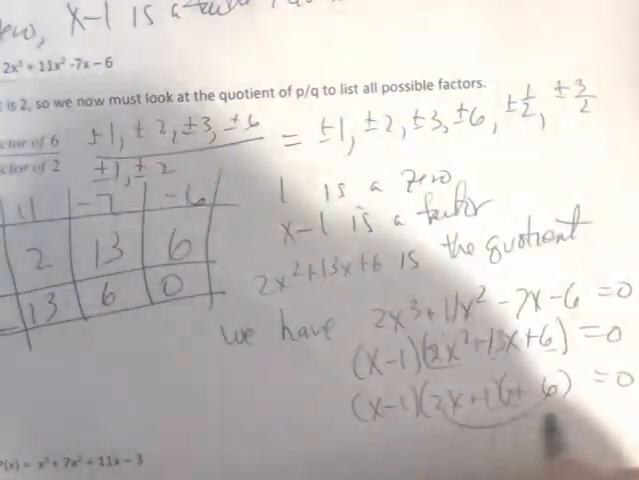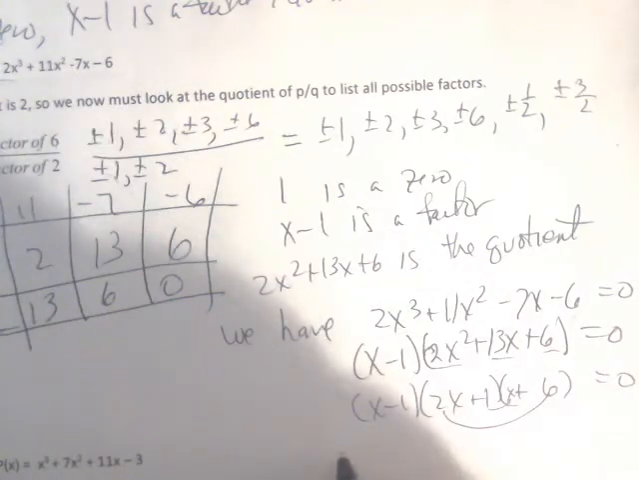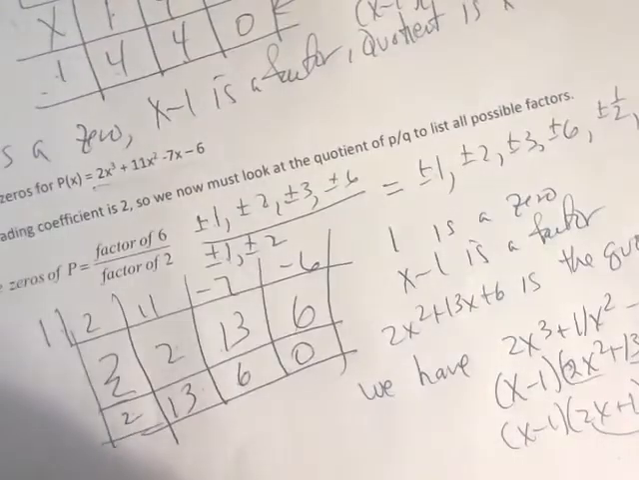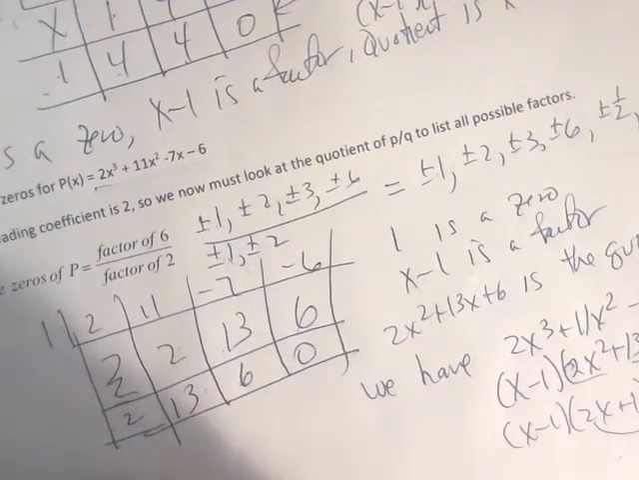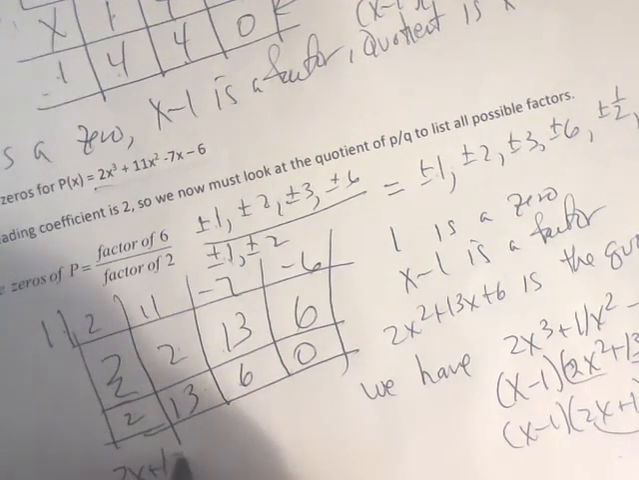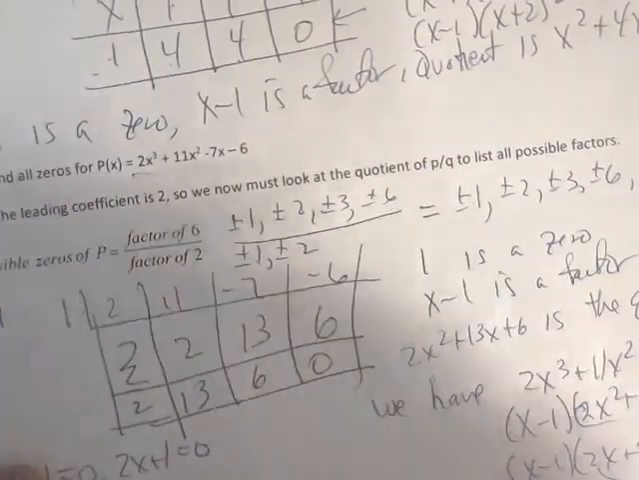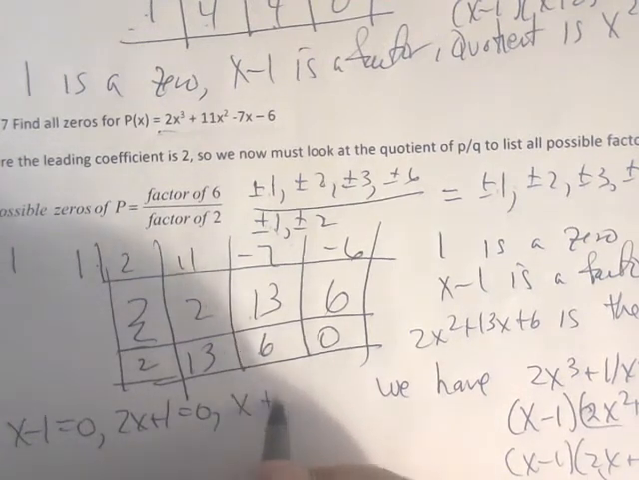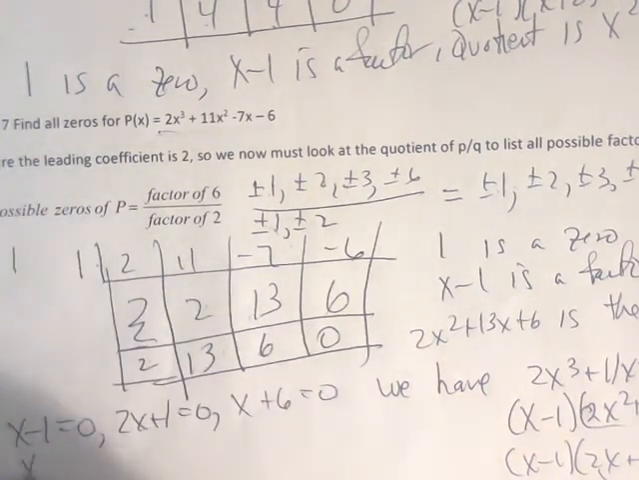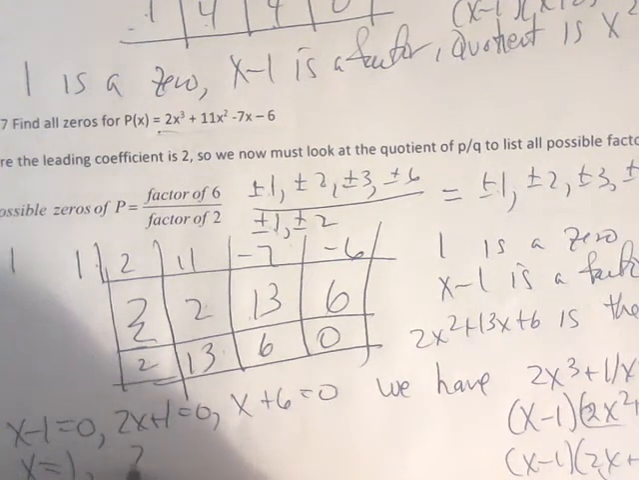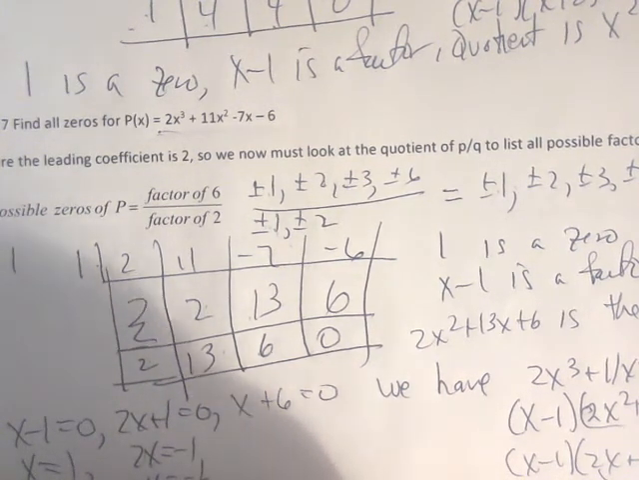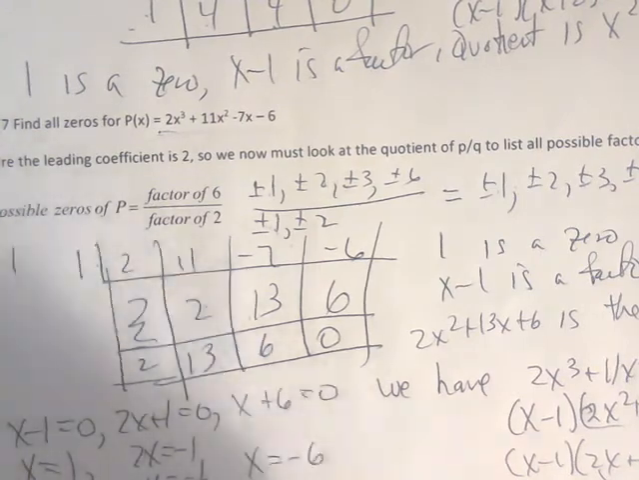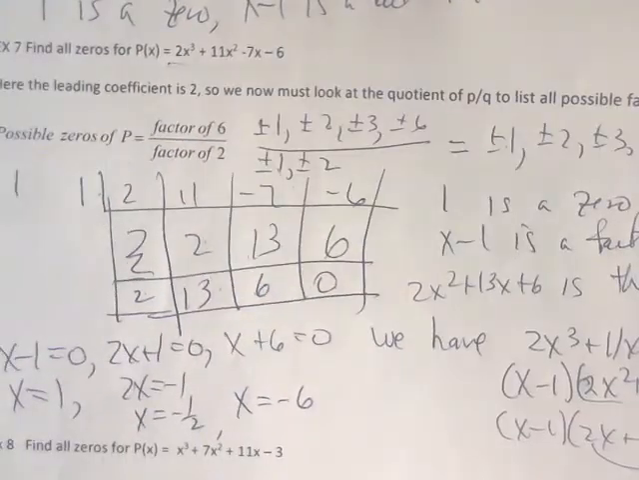And my zeros, a little bit tougher here. So, what we have is x minus 1 is 0. 2x plus 1 is 0. And x plus 6 is 0. So x is 1. x is negative 1/2. And x is negative 6. So those are my zeros.